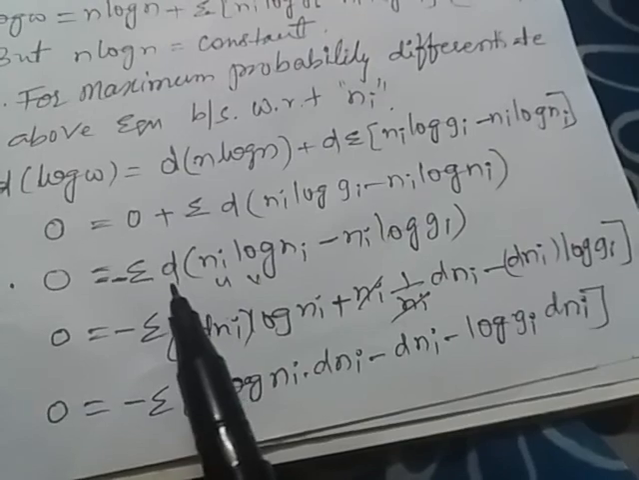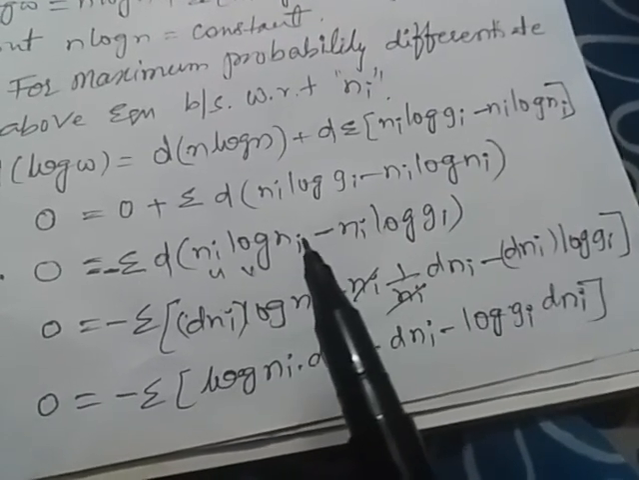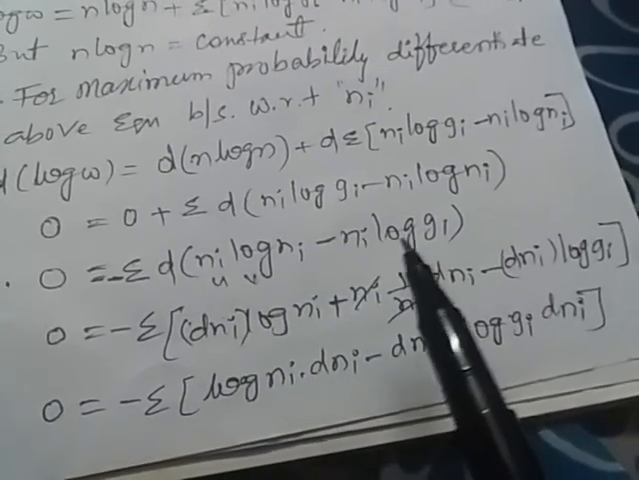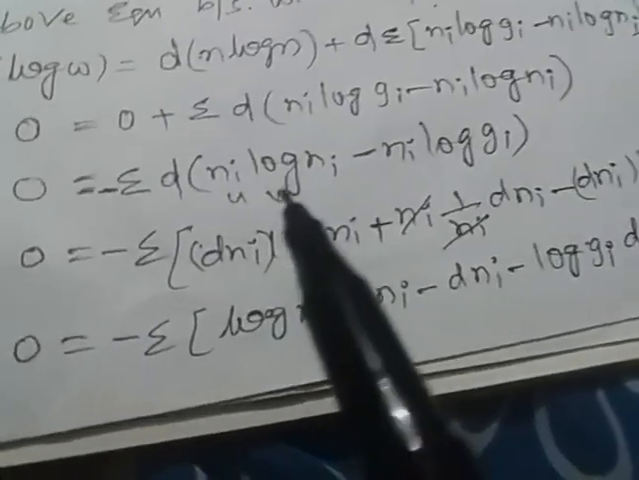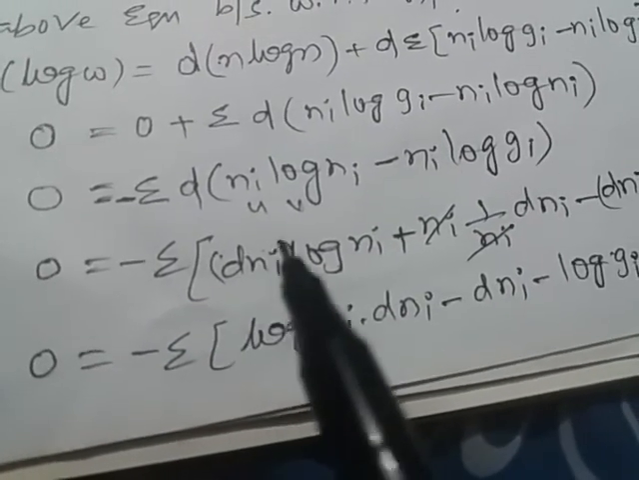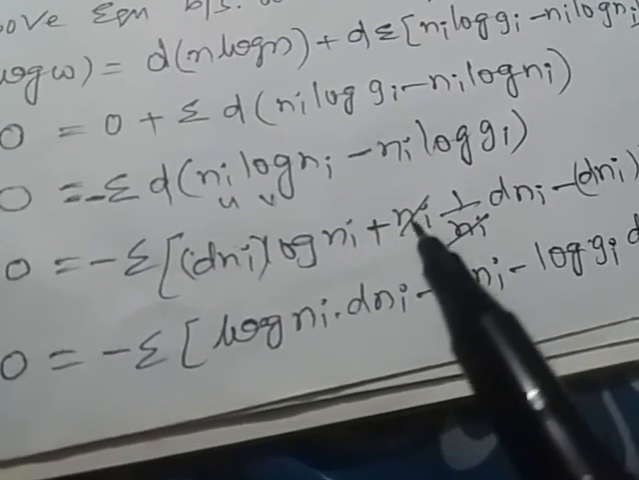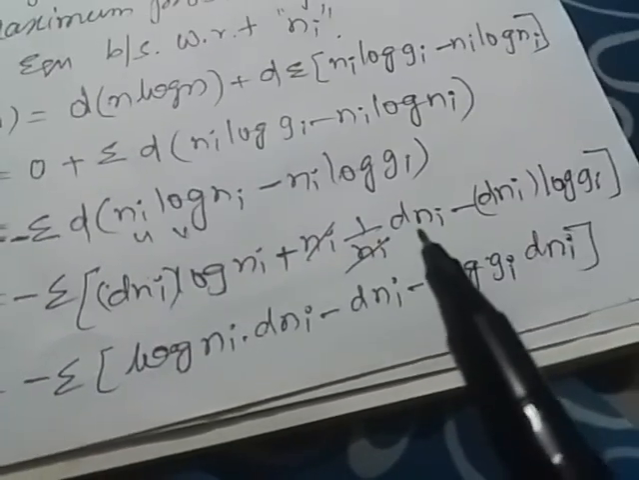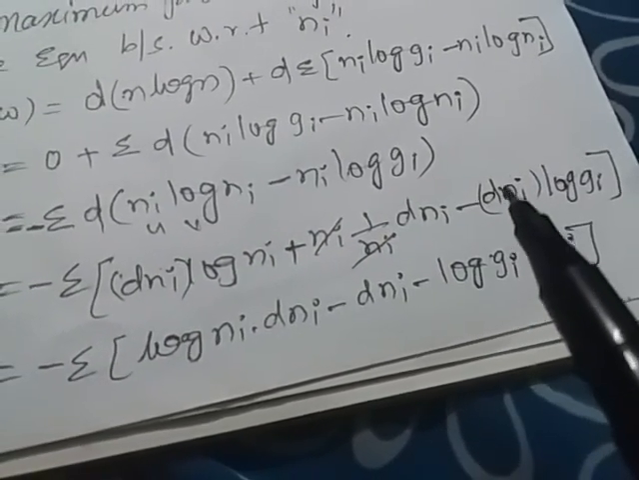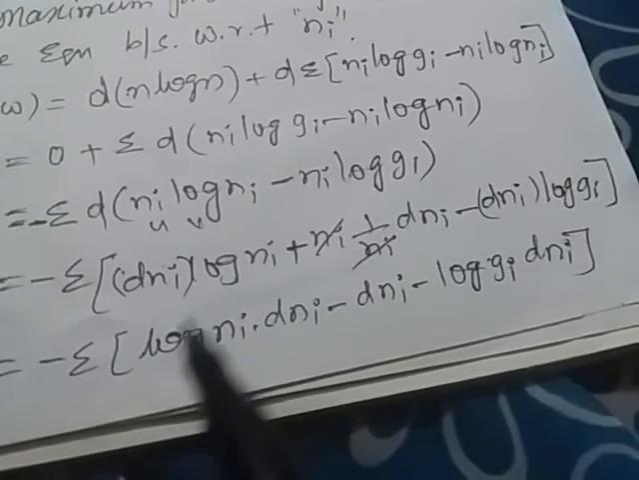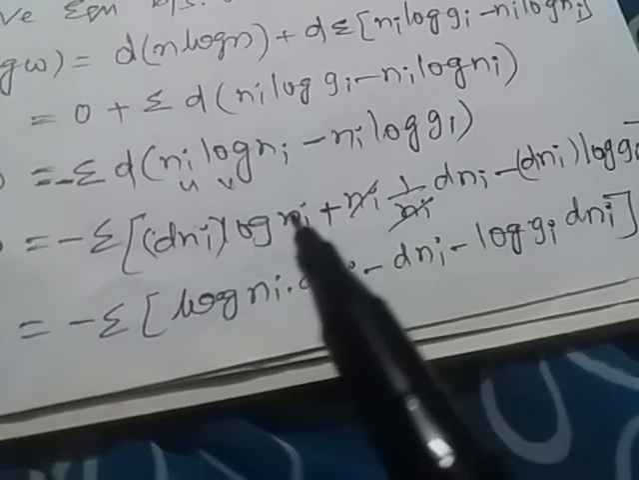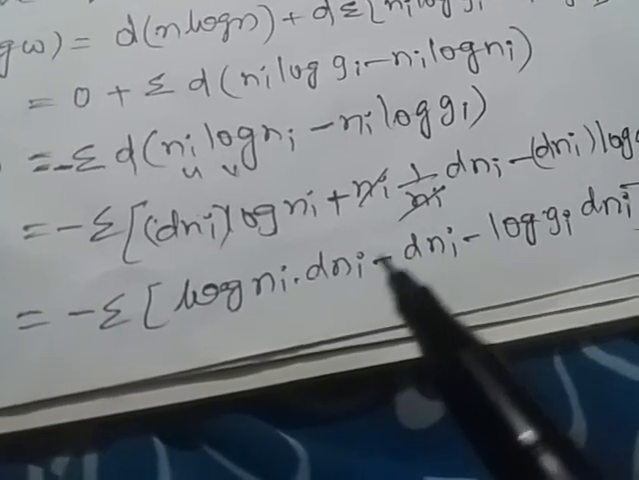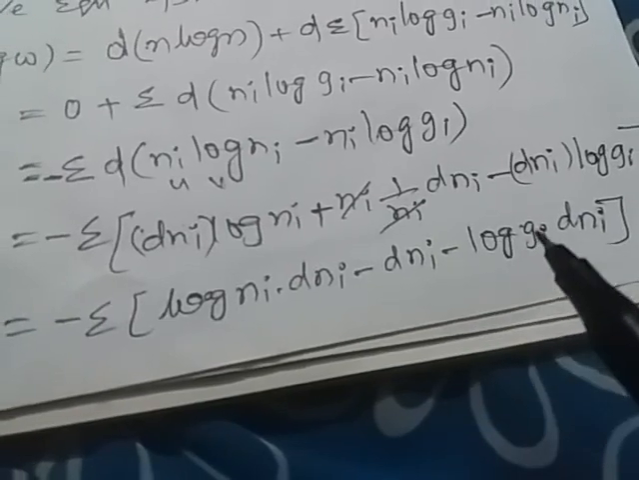This is the inside we can take. So minus sigma, differentiation of what is here: ni log ni minus ni log gi, I have taken the common. So minus sigma into, differentiate it with the uv method, dni into log ni plus ni into log ni, 1 by ni into dni, minus dni into log gi. So ni gets cancelled. It's minus sigma into log ni minus dni minus dni minus log gi into dni.